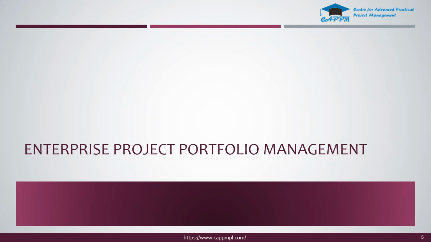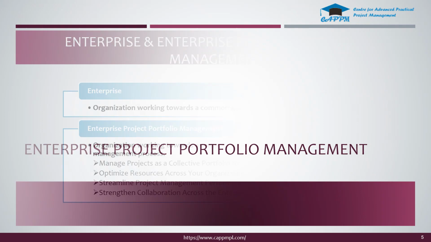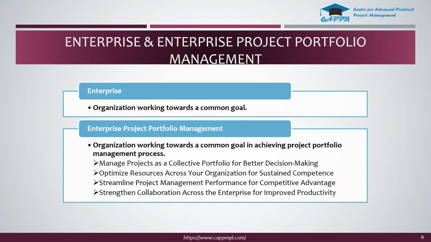So coming to enterprise, we'll go into the presentation of enterprise project portfolio management. Before we go into the demo of the tool, a quick overview about this. What enterprise means is any organization that is working towards a common goal. Common goal means, from the CEO level to the lower level, they know what the goal of the organization is, and everyone works towards the common goal. That is what we call the enterprise: working towards a common goal.